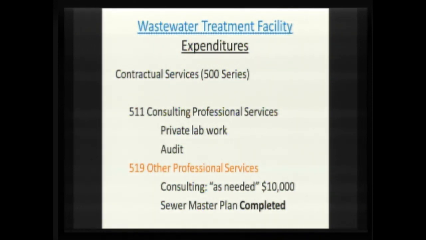519, other professional services. There's $10,000 in there for as needed. You may notice that last year's figure had a $200,000 amount in there. That was for approximately 50% of the estimated $400,000 that we were paying an engineer to do the sewer master plan. That plan, for all practical purposes, is completed or very close to being completed, and so there was no need to have that money in for this upcoming fiscal year, so that's why that dollar amount is down by so much. Next slide, please.